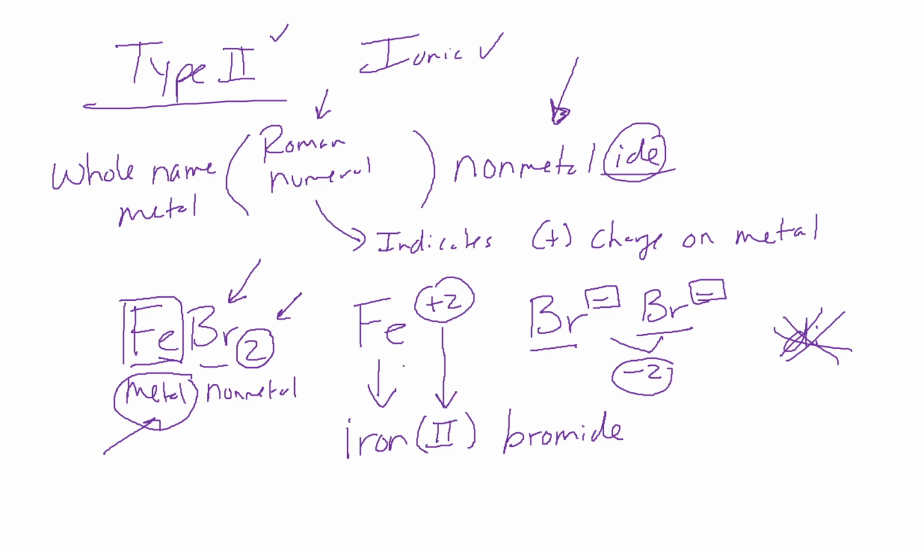So let's take a look at a couple more here. We have CuO in this case. Once again, I look at it here. That is copper, which is a metal. That is oxygen, which is a non-metal. Once again, that's going to tell me ionic.